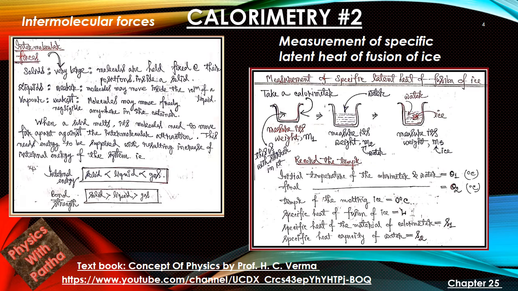Say the initial temperature of the calorimeter and water was theta 1. Final is theta 2 after the melting of ice. Then the temperature of the melting ice was 0 degree centigrade when it is put in the water. Then the specific latent heat of fusion of ice is L, the specific heat of the material of the calorimeter is S1, and that of water is S2. Now in the next slide we will see the calculation.